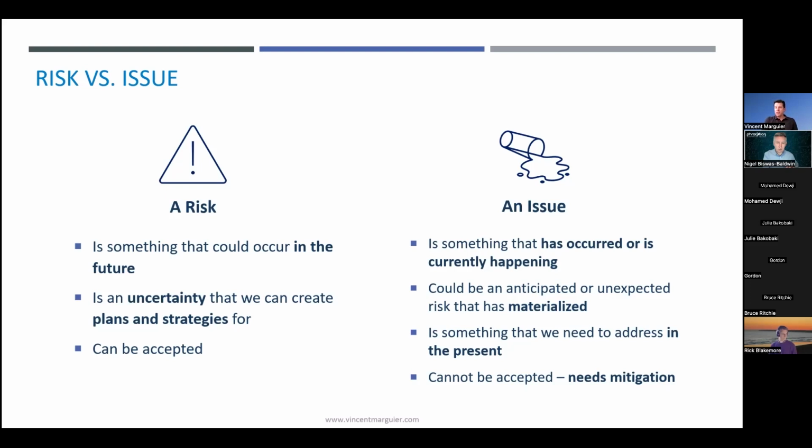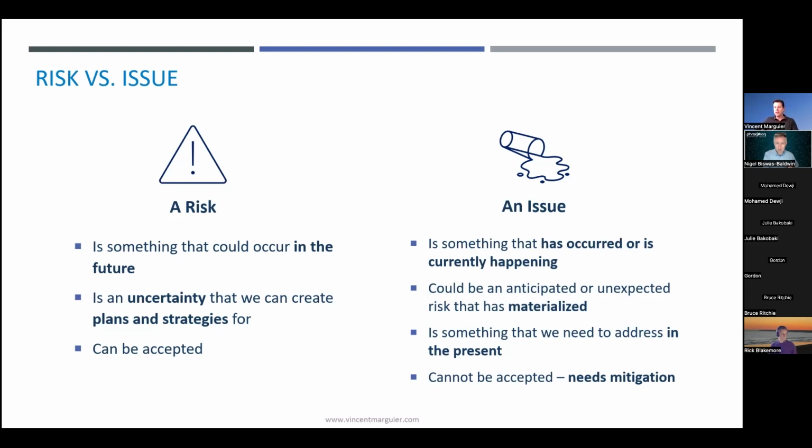So the project manager should start by explaining the difference between risk and issue to the project team. That's fundamental. A risk is something that could occur in the future, an uncertainty that we can create plans and strategies for and can be accepted. An issue is something that has occurred or is currently happening.